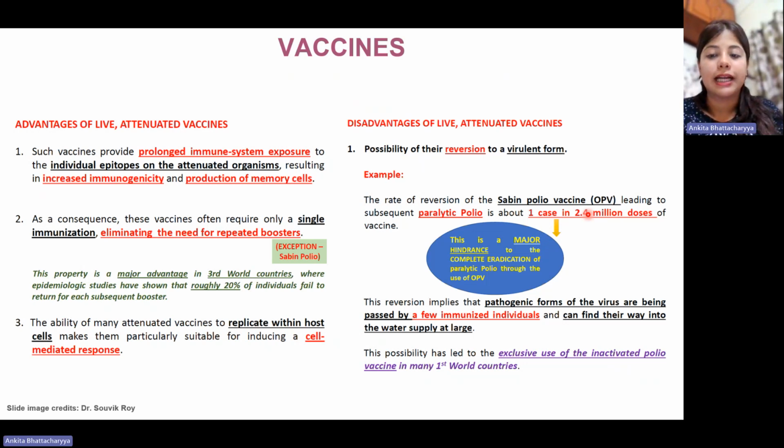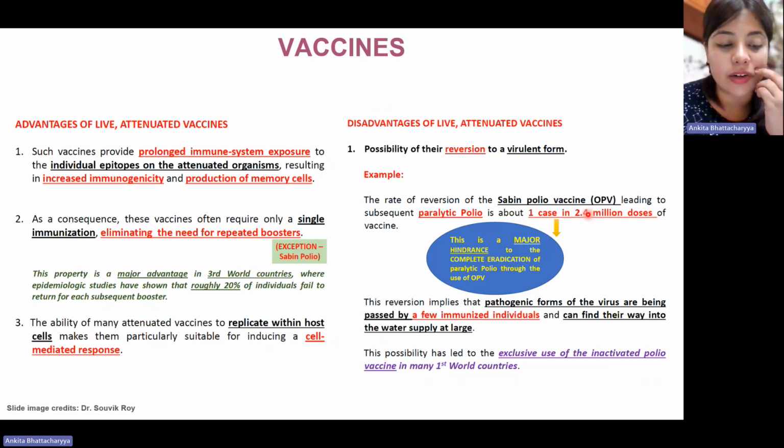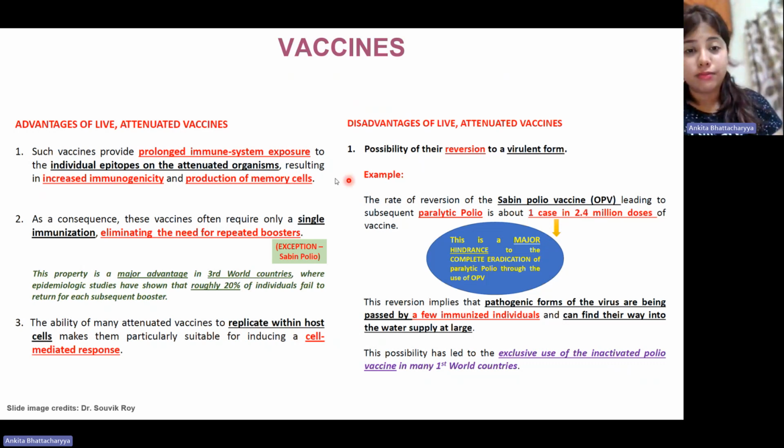This reversion implies that the pathogenic forms of the virus are being passed by a few immunized individuals, and they can find their way into the water supply at large, and they can potentially allow the poliovirus to cause infection. This possibility has led to the exclusive use of the inactivated polio vaccine in many first world countries. But certainly that's a difficult thing to commercialize, because it's expensive, it's difficult to administer, and the oral polio vaccine was a lot easier to implement within a large population. So while it has its disadvantages, it is most commonly used, especially in populations that are quite large, in countries like ours in India. But yes, countries that can afford it prefer going for the inactivated, the Salk polio vaccine. And yes, if that can be implemented worldwide, that would be a wonderful achievement.